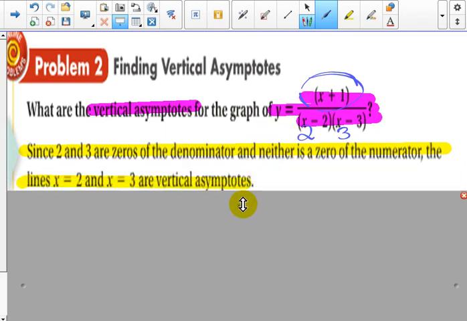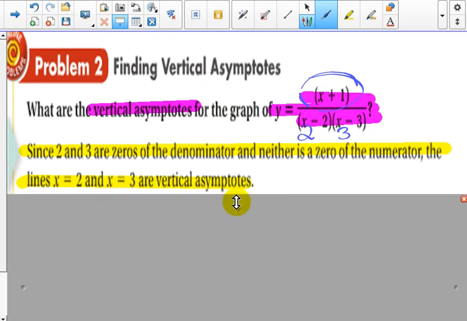So are any of these zeros of the numerators? What's the zero of our numerator? It would be 1. So none of these match. So both of these lines.